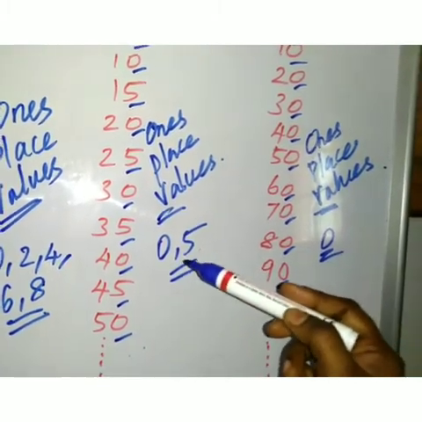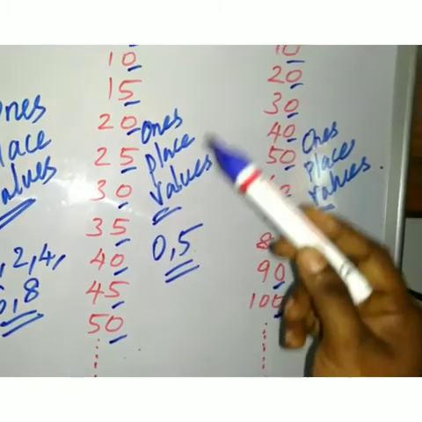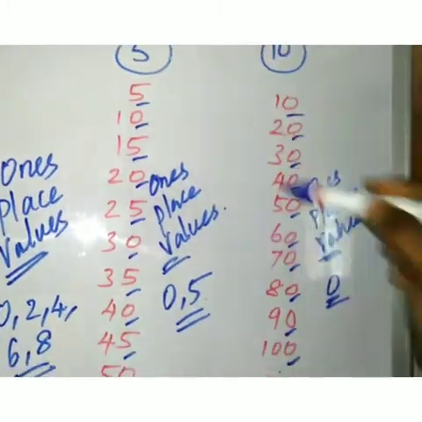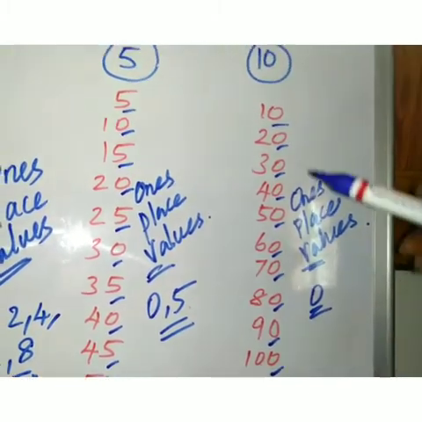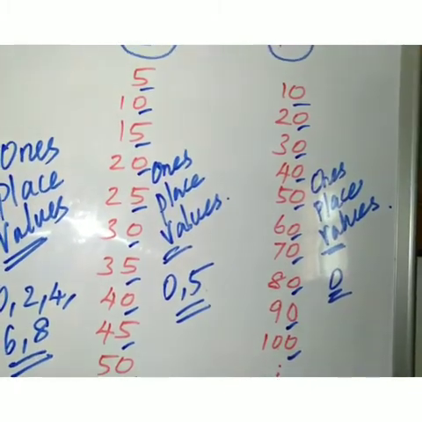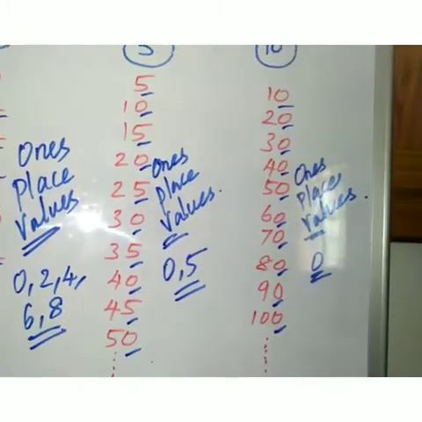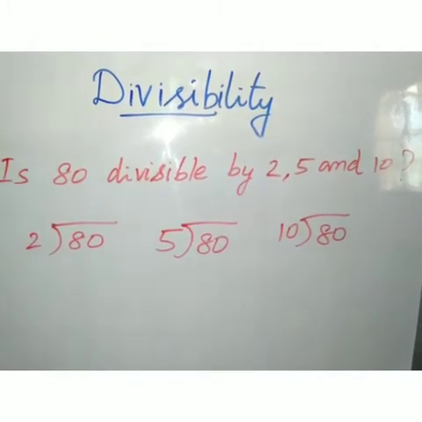Okay children, in this way you have to find the divisibility of the given number. Make it clear about ones place values of 2, ones place values of 5 and ones place values of 10. Okay children, you should follow the 2 rules. First one is multiples of the given number and second one is ones place values. Let me consider a problem to make it clear about divisibility.